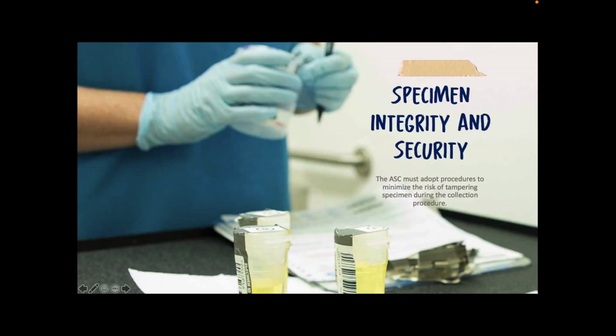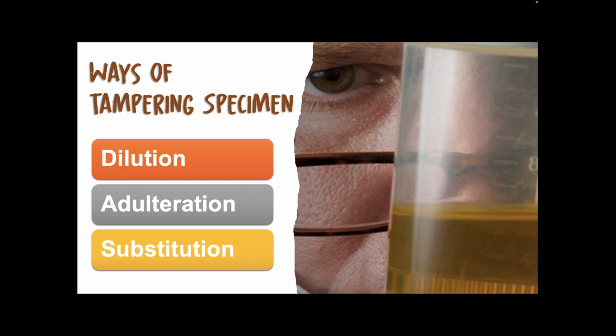So those validity procedures are actually part of the specimen integrity and security. And as stated in here, the ASC or authorized specimen collector must adopt procedures to minimize the risk of tampering specimen during the collection procedure. So anyway, what are the ways of tampering specimen? Generally, we have three: dilution, adulteration, and substitution.